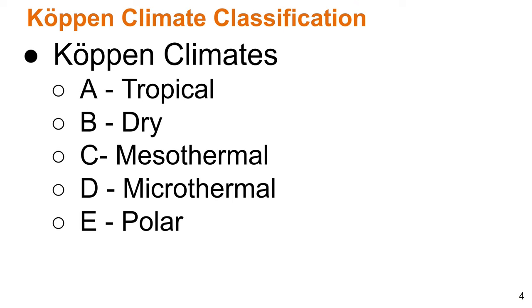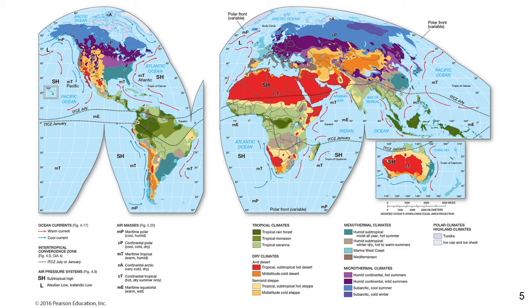So Vladimir Köppen divided Earth into five different climates: the tropical, dry, mesothermal, microthermal, and polar climates. This is the map from the book that we're using in lecture, showing the climates. The book Geosystems Core actually uses the Köppen climate classification system. The only difference is that we don't use his system of letters. We use his descriptive titles.